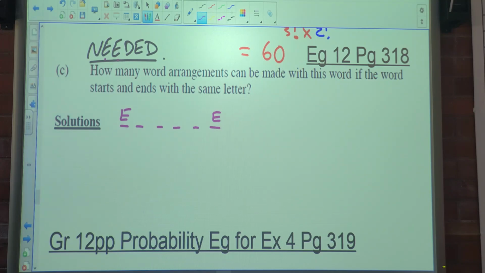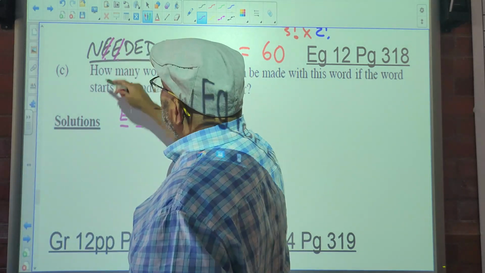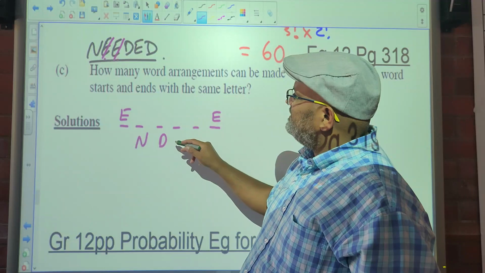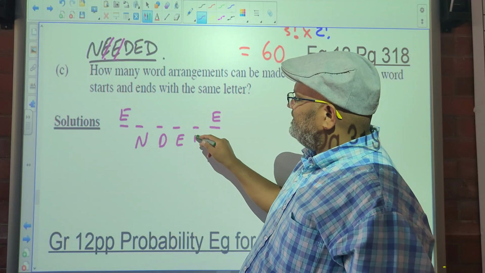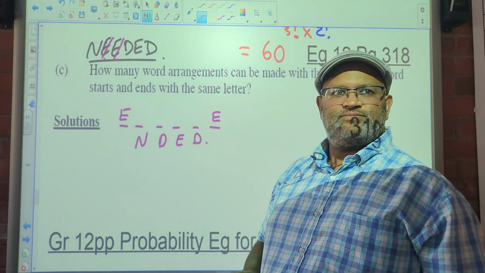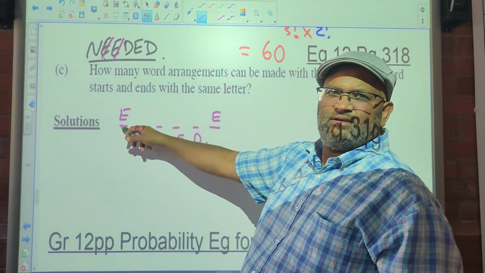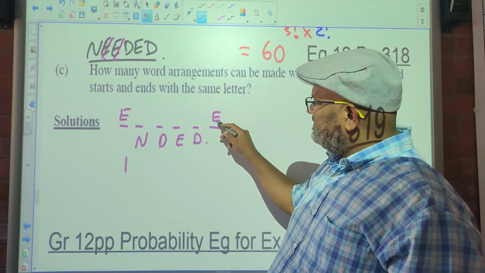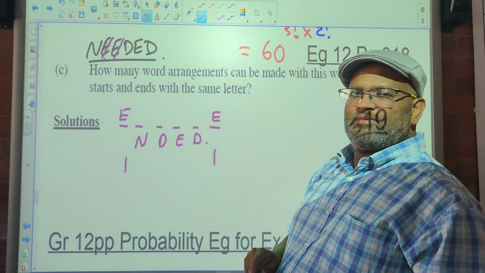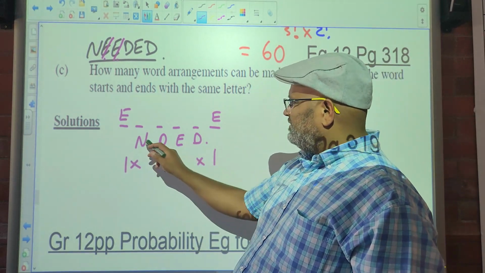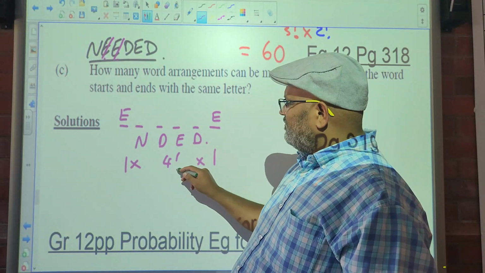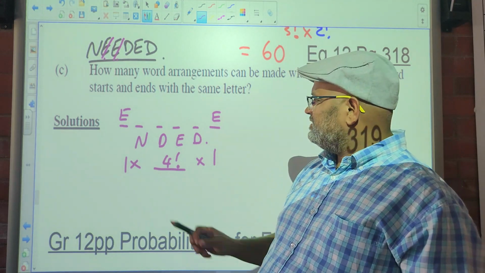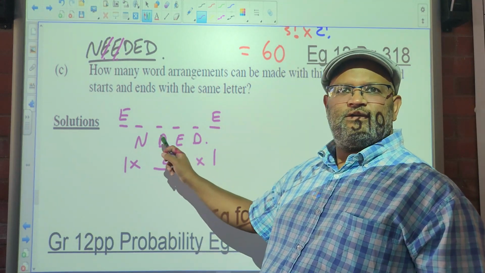Okay. People, if I use the E and the E, what are we left with? N, D, E, D. Not so? How many options do I have here? 1. It can only be an E. How many options do I have here? 1. So what are we left with? There are 4 letters, 4 factorial over. How many repeated letters are there? There's 2 D's. Not so?